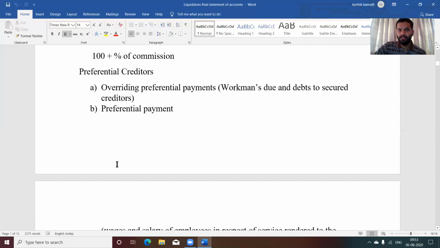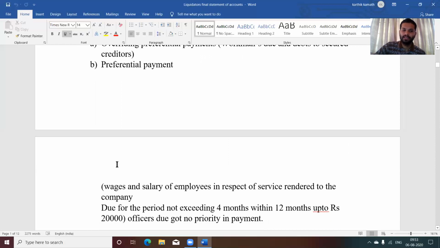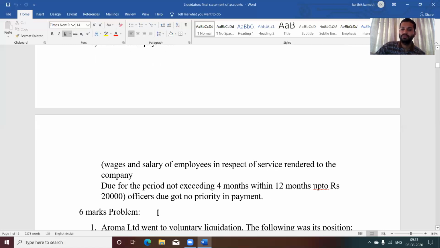Then one more thing is preferential payment, like wages and salary to the employees in respect of service rendered to the company. And one thing you need to remember, whenever it comes to wages and salaries to the employee, dues for the period not exceeding 4 months within the period of 12 months, up to rupees 20,000. That means up to the period of 4 months, it is considered preferential, and above the period of 4 months, it is considered unsecured. So suppose salary is due for 6 months, 4 months is preferential, 2 months is unsecured, and officer dues get no priority in payment. That means officer's dues are always considered unsecured.